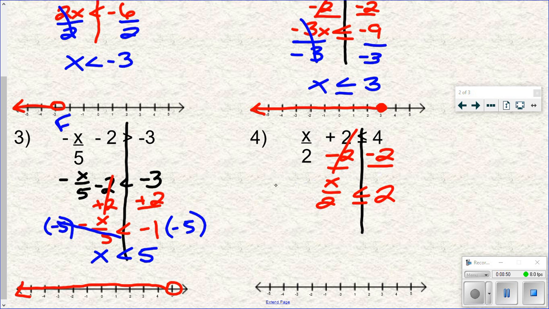Now x divided by 2, so I'm going to multiply both sides by 2 using opposite operations to get the variable by itself. So x is less than or equal to 4. This equals to, so this is going to be a solid circle at 4. It says x is less than, so again, I'm shading to the left. And again, the arrow trick is if this is pointing to the left, you shade to the left. Unless the variable's on the other side, then you shade the opposite way.